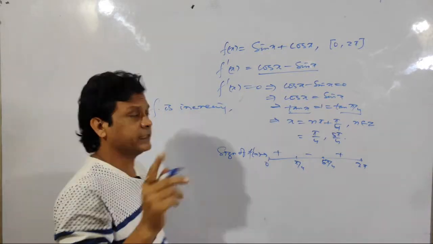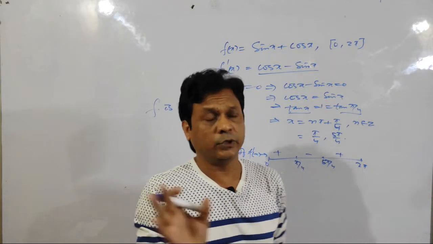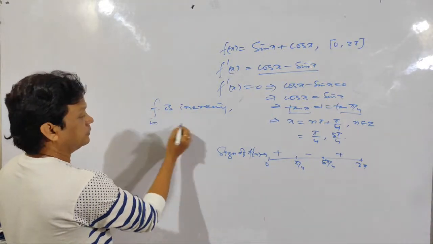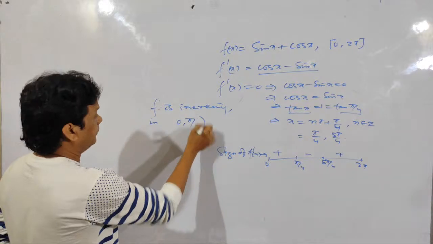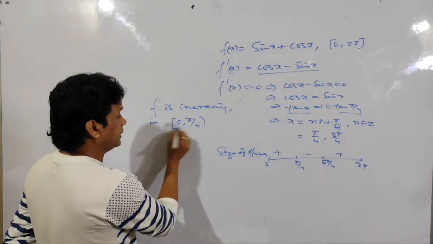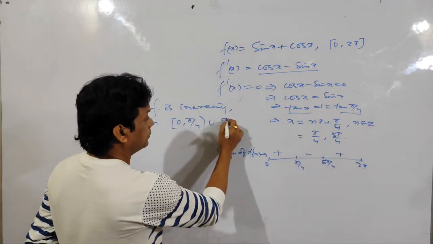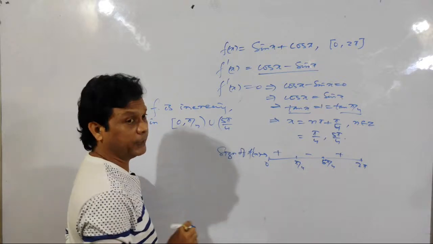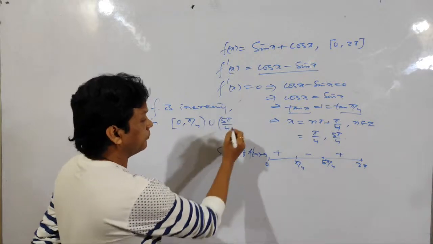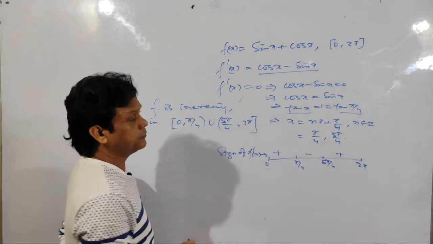In some books it is written wrong by mistake. Okay. So f is increasing in 0 to pi by 4, which should be open at pi by 4 because at pi by 4 the derivative is 0, and closed at 0, union 5 pi by 4, 5 pi by 4 should be open because at 5 pi by 4 the derivative is 0, comma 2 pi, and also I have tested that at 2 pi the derivative is positive.